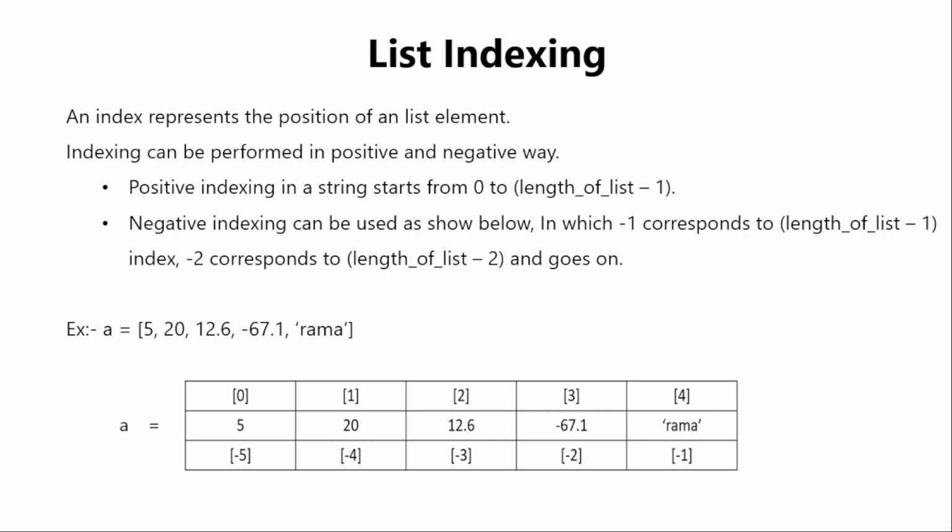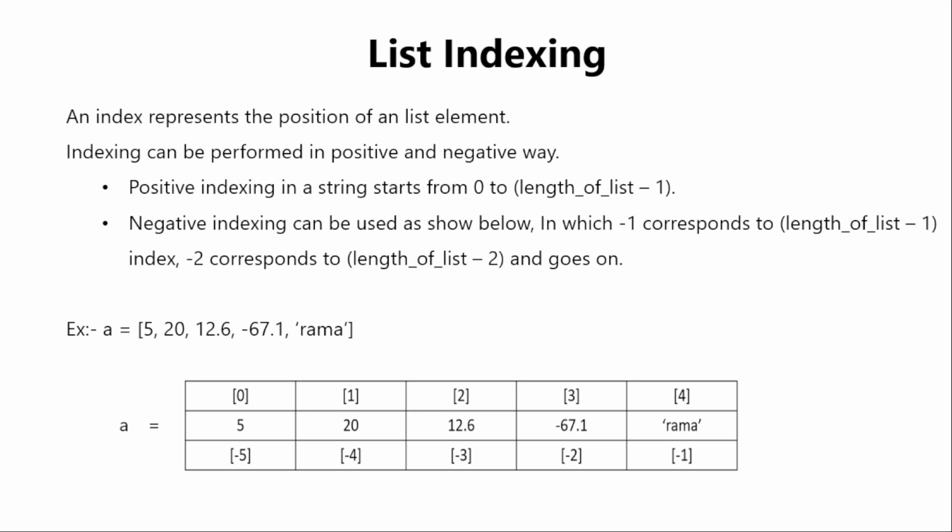For example, consider this example A, with 2, 4, 5. Totally there are 5 elements here, but the indexing starts from 0, hence the last index will be length minus 1. The length is 5, 5 minus 1 is 4. So 0, 1, 2, 3, 4 is followed in positive indexing. Negative indexing can also be performed, where the last element starts with minus 1, minus 2, minus 3 and so on. This is an example of list indexing.